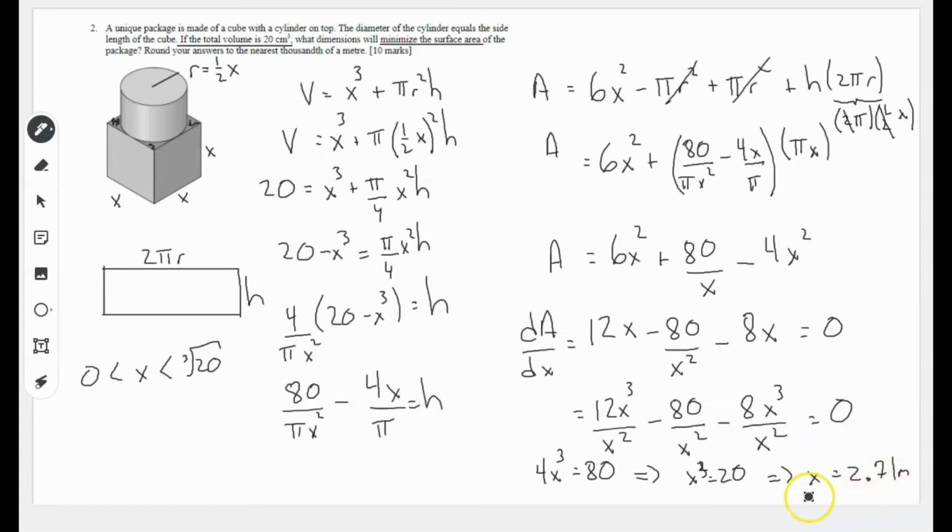Right? So now that you know what x is, you can also figure out what h is, because you have an equation for h. So substitute in your x value, and you'll get h as 80 over pi times 2.71 squared. I believe it's 0.017. So those are your dimensions in order to minimize the surface area of your package.